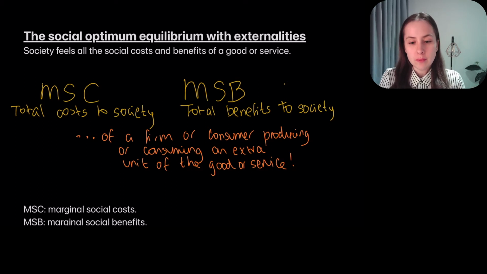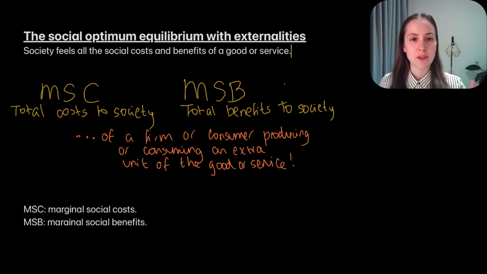So, society feels all the costs and benefits of a good or service. So I want to understand the social optimum and how the quantity in the social optimum is determined and the price of the social optimum is determined. To do that, I need to recap some definitions. So I have MSC and I have MSB. These are the two things that are going to be relevant for today's class.